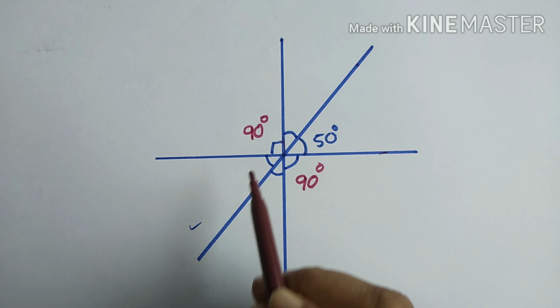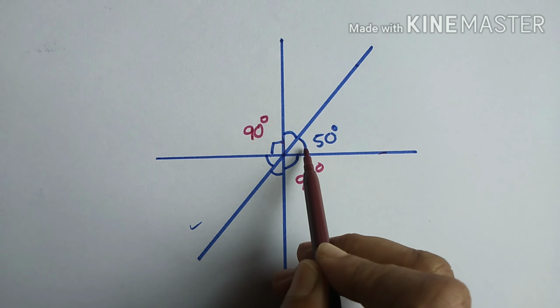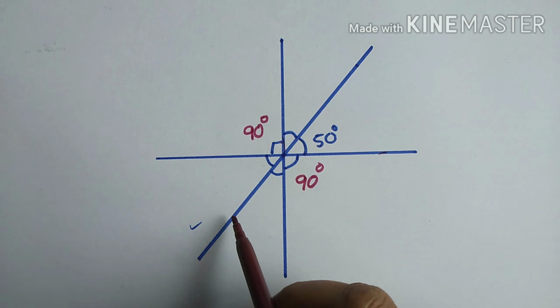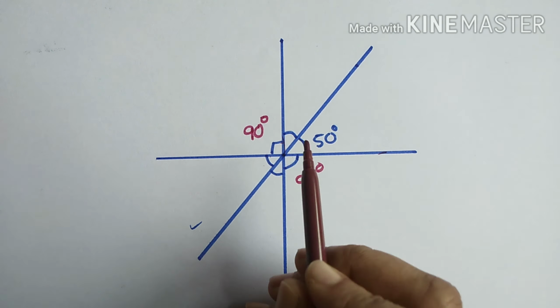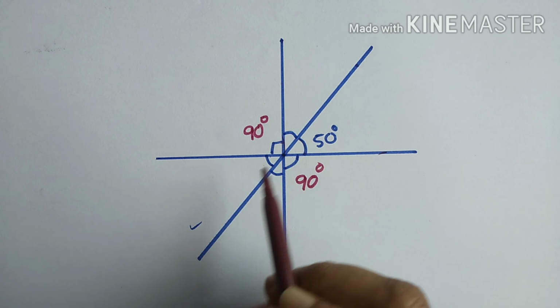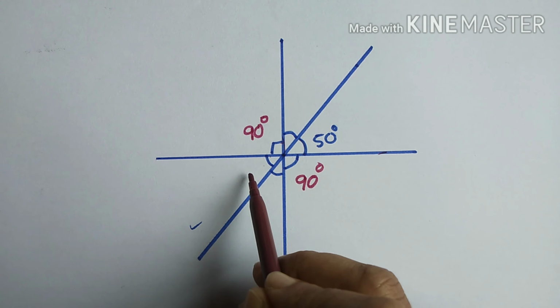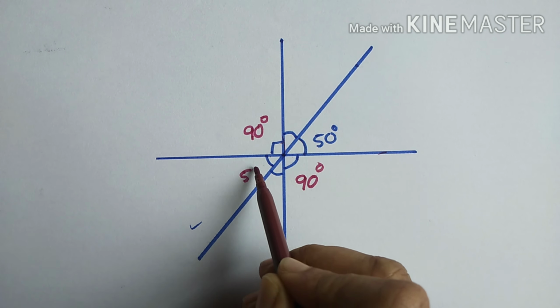What about this angle? Yes, this angle is vertically opposite to this angle. These two straight lines cut across each other, intersect each other at this vertex. So we can say that this angle is vertically opposite to this angle. So the measure of this angle is same as this, 50 degree.